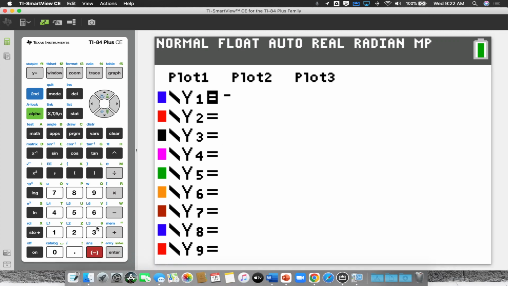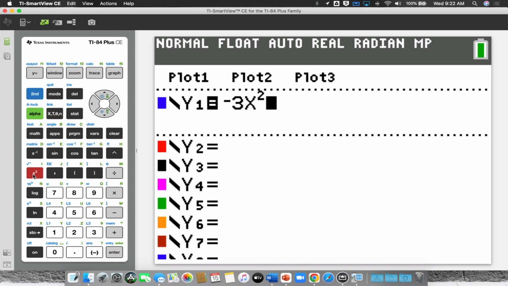Remember, for negatives, put the negative sign. Don't put the minus sign. It'll give you an error if you try to put a minus instead of a negative, even though they're the same thing. The calculator doesn't like it.